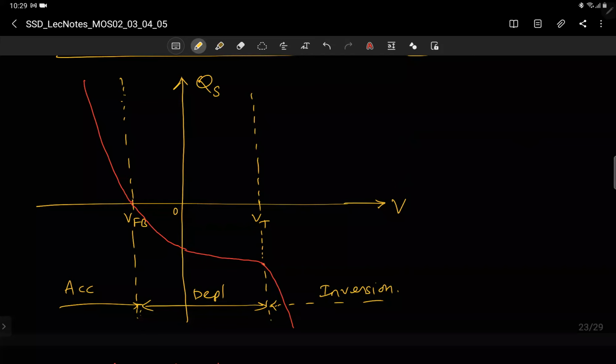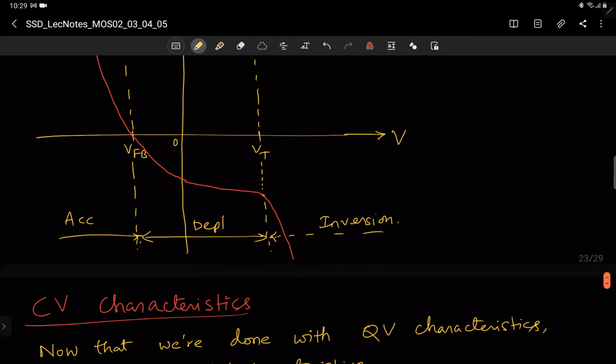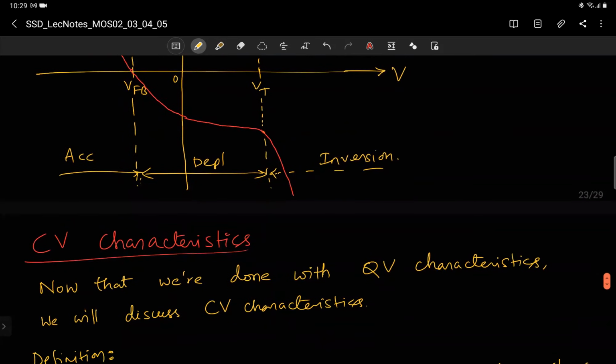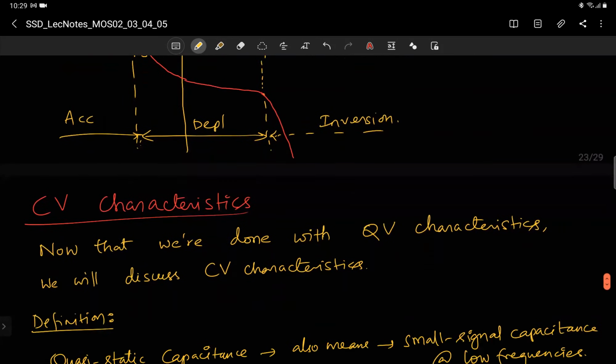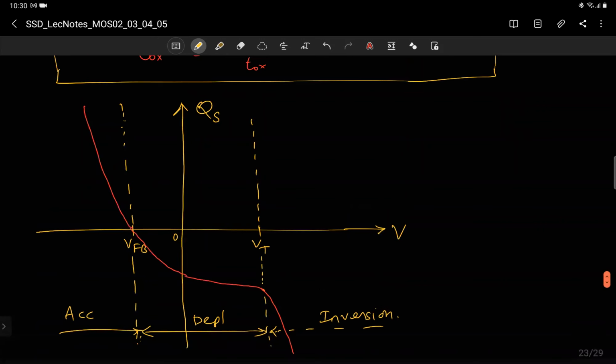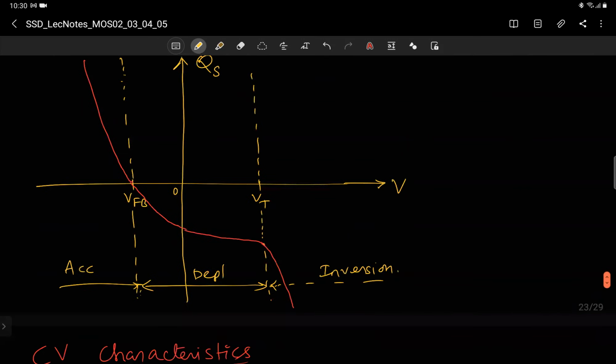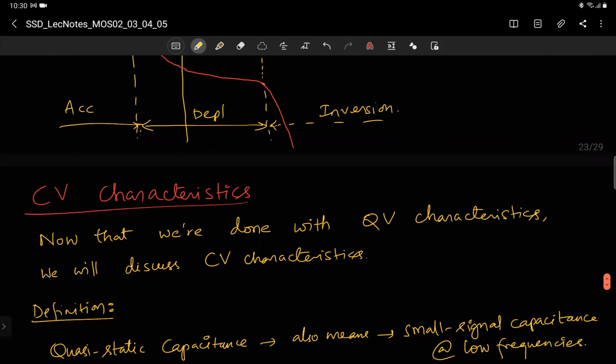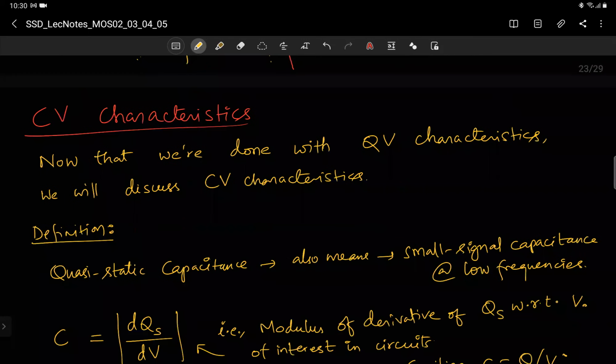All right, so I have shifted it to the left-hand side. Now we move to CV characteristics. Now that we have understood QV characteristics, charge versus voltage, it is time to go to CV characteristics. Before we go there, I will pause for a moment to see if there are any questions.